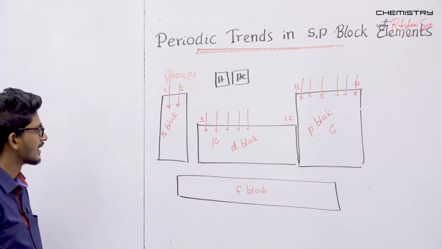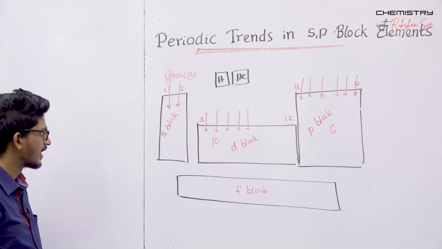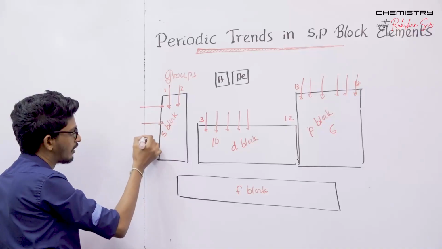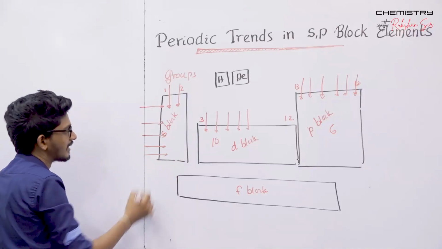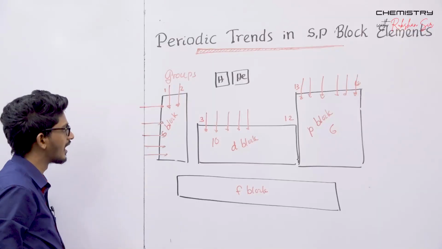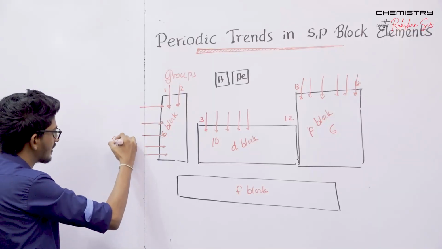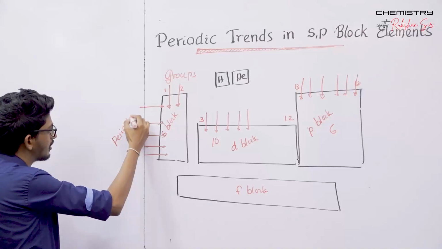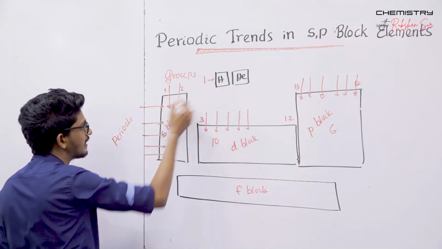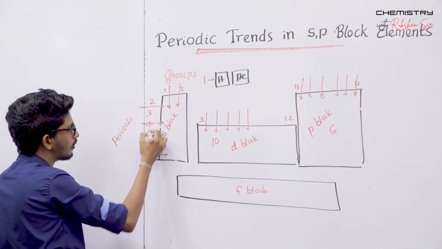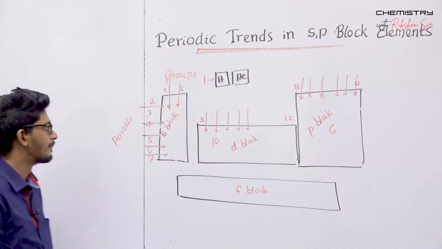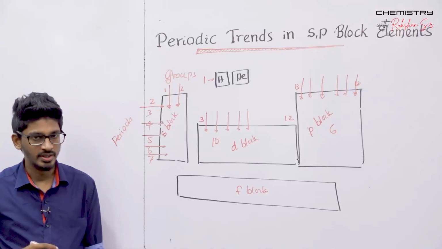Then we have rows as well. Those are also given a name. These rows, from left to right, are named as periods. Rows are named as periods in the periodic table. Such 7 periods appear: the first period, second, third, fourth, fifth, sixth, and 7. Altogether 7 periods appear in the periodic table.